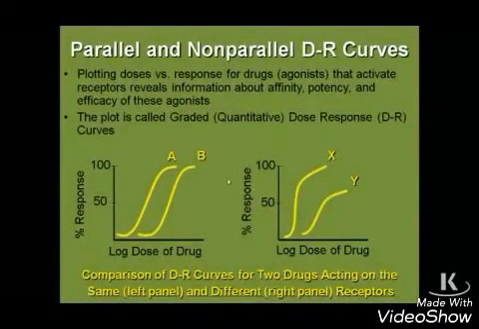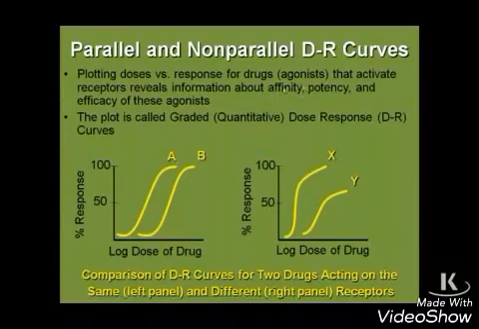We're going to look at some dose-response curves now, plotting the doses versus the response for various agonists that activate receptors, and this will give us some information and some predictability about affinity, potency, and efficacy. These types of curves are called graded or quantitative dose-response curves. First, we'll do a comparison of drug A and drug B.